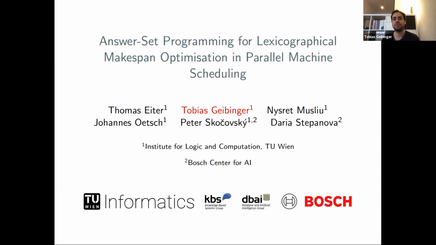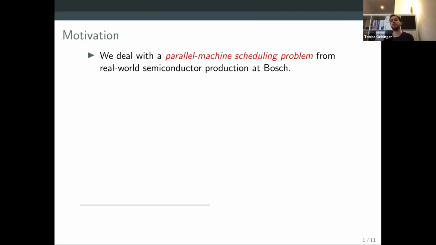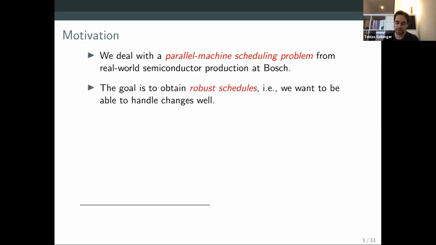Just want to mention that this was joint work between the TU Wien and the Bosch Center for Artificial Intelligence. So what do we do here? Well, we deal with a parallel machine scheduling problem that arises at semiconductor production at Bosch. And our goal is to create schedules, namely robust schedules.